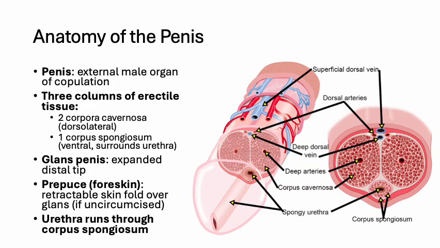The penis functions as both the organ of sexual intercourse and the terminal portion of the urinary tract. Structurally, it's composed of 3 columns of erectile tissue. 2 corpus cavernosa run along the dorsal side, and a single corpus spongiosum runs ventrally and supports the urethra, preventing it from closing during erection.